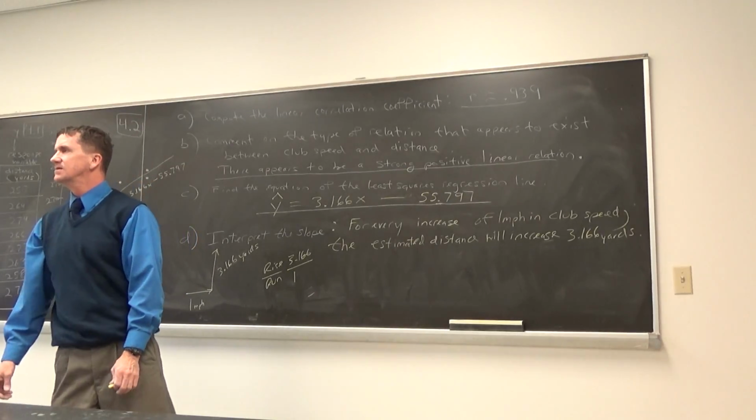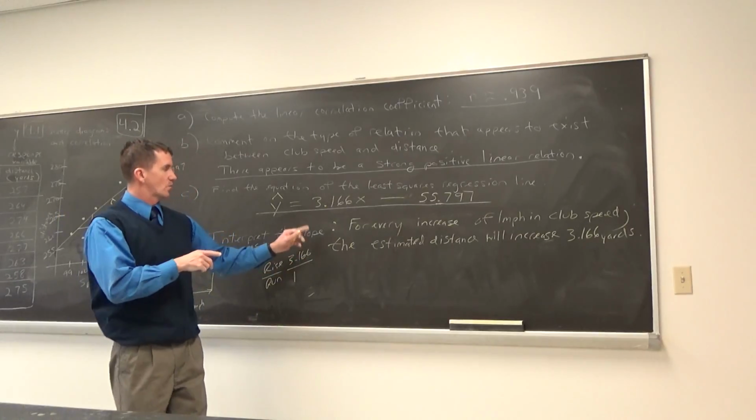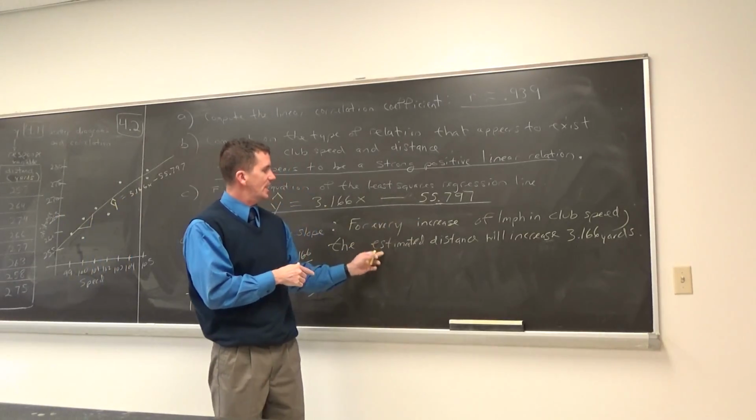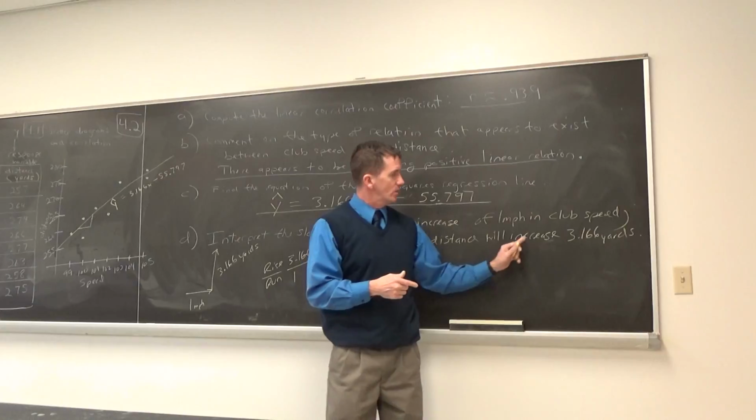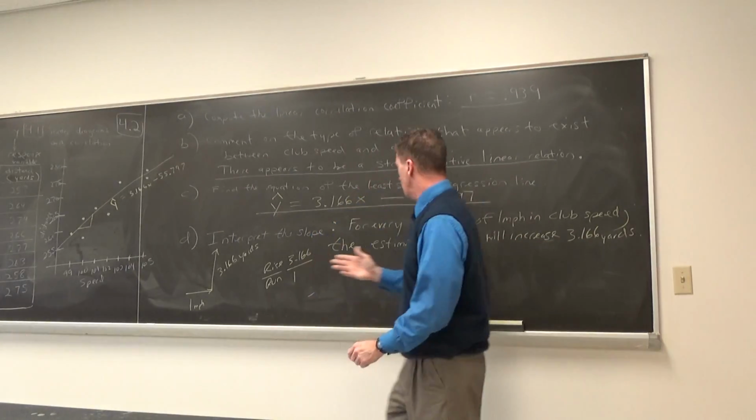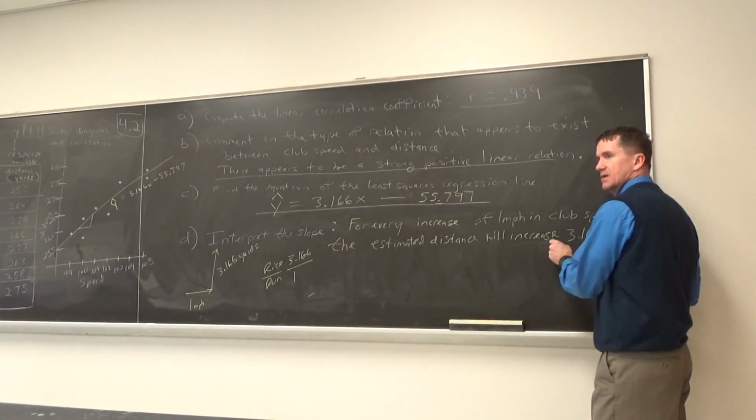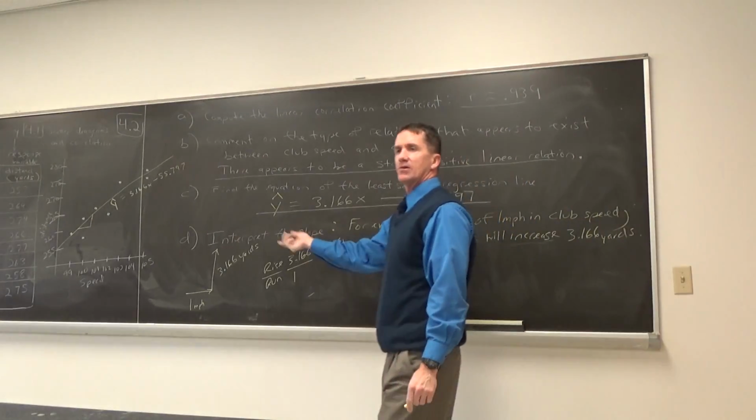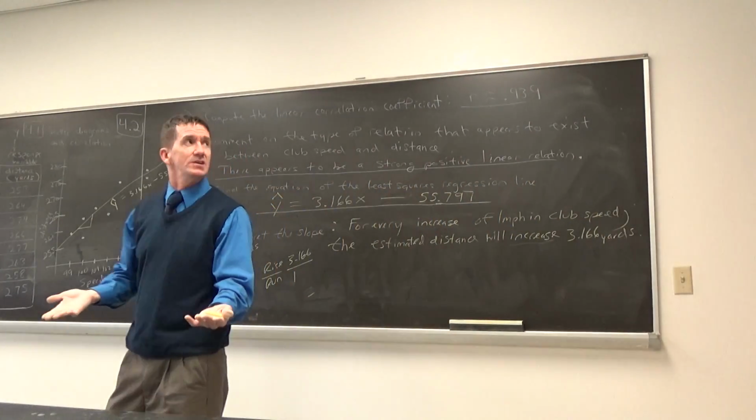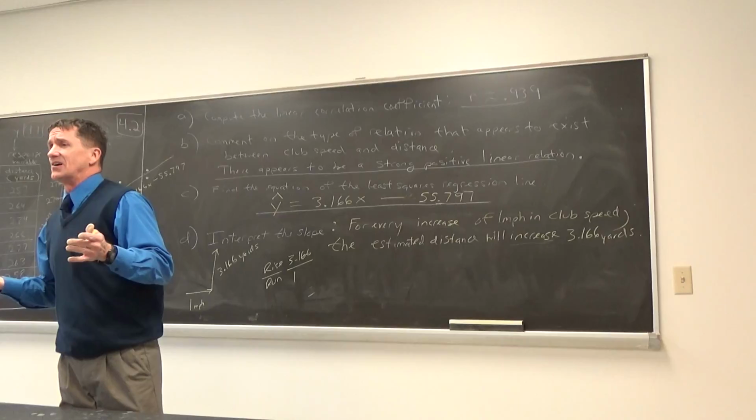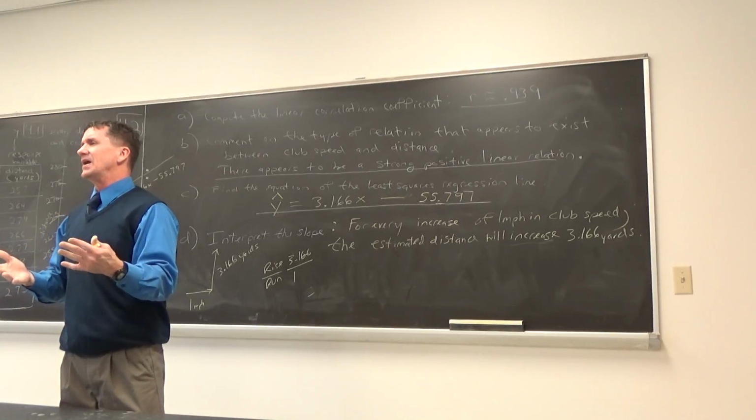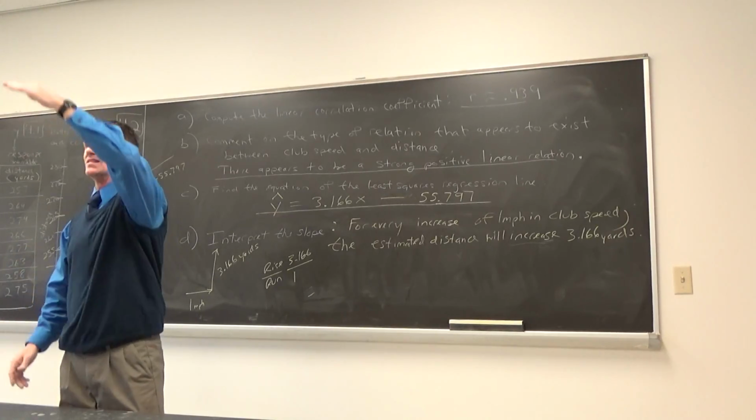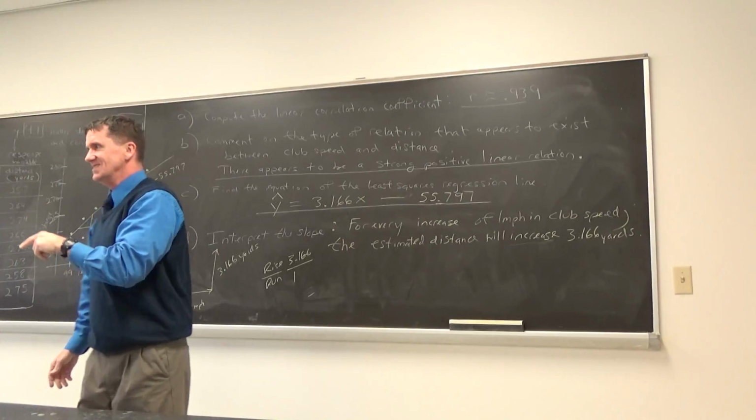So it's like, all right, for every increase of 1 mile per hour in club speed, the estimated, there's my y variable, will increase 3.16. The key words are these words, increases, right? Before I go on and do a letter E, I want you to be exceptional at this, especially in a testing scenario. So how would you write this out if the line went down? Decrease.